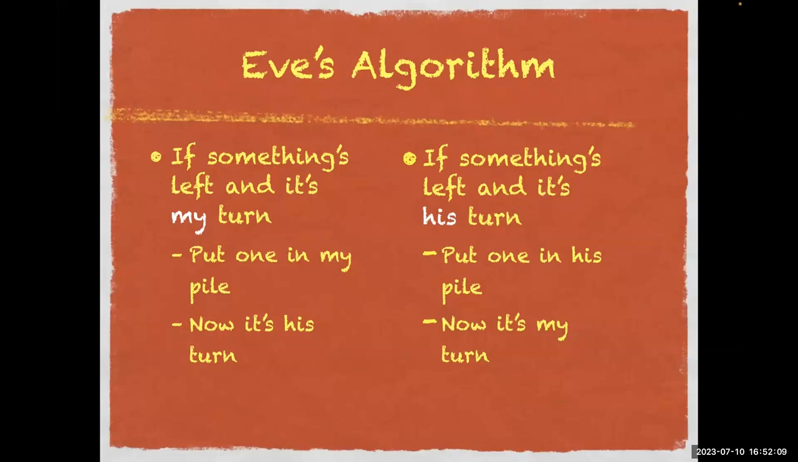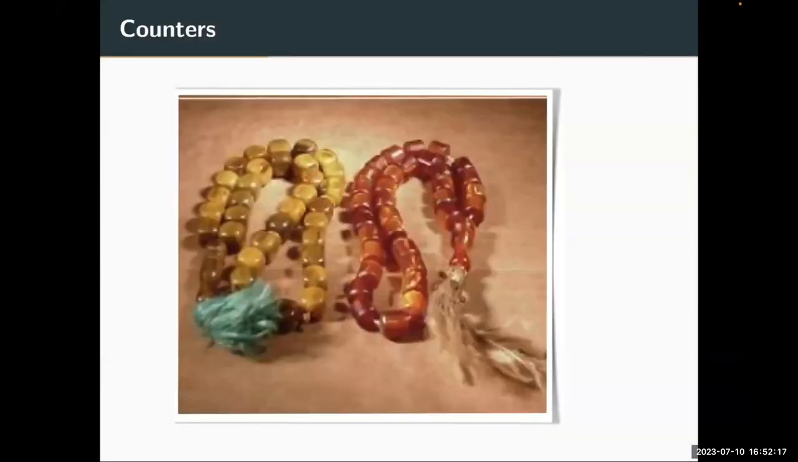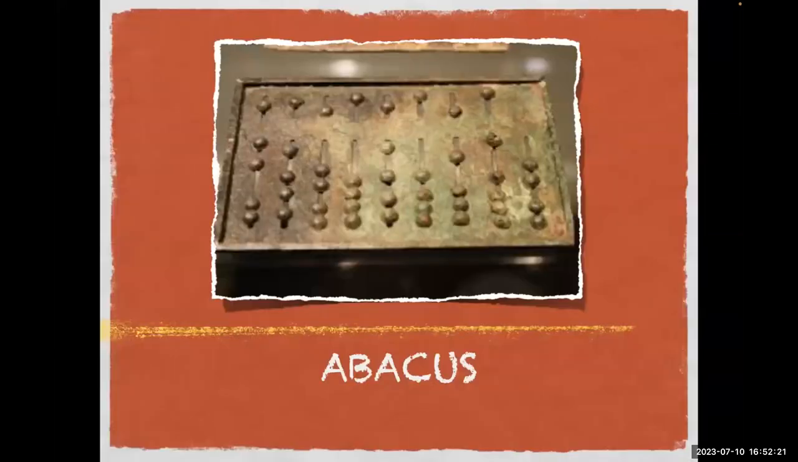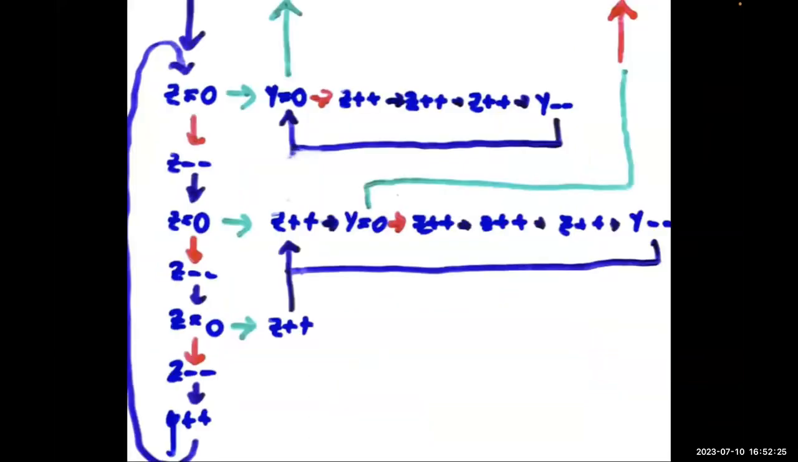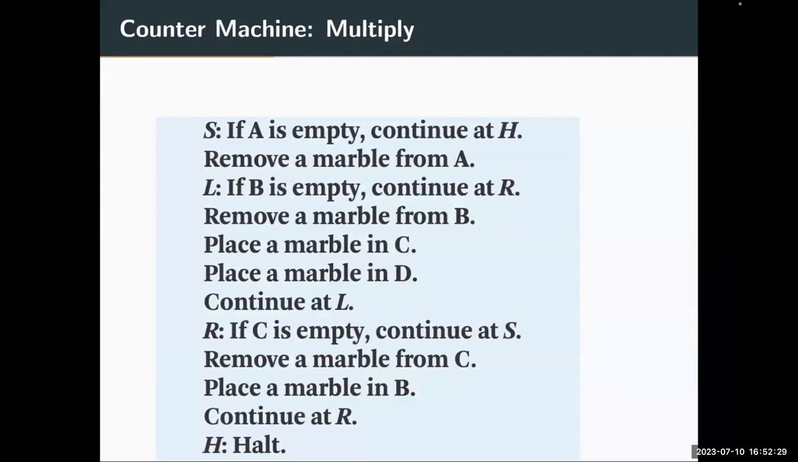So I don't have to show you the details here. One for you, one for me, one for you, and so on until there's nothing left. So I brought the counters and abacus into class, and I showed them pictures like this and algorithms like this. Or you can write it textually.